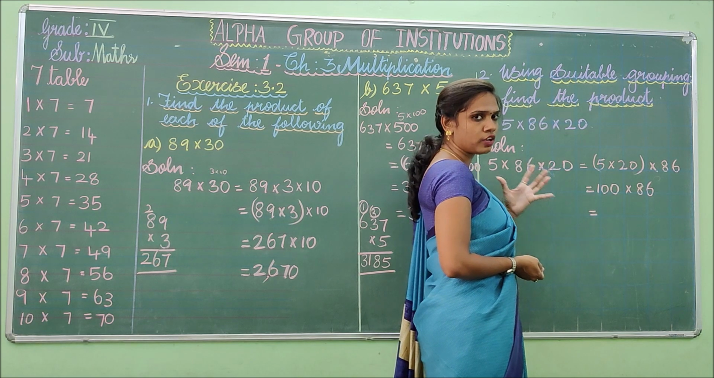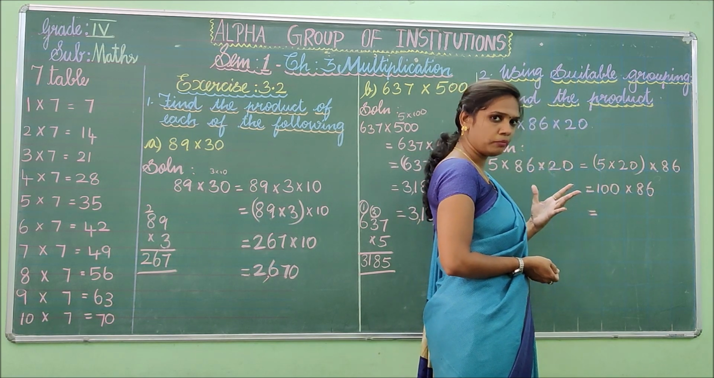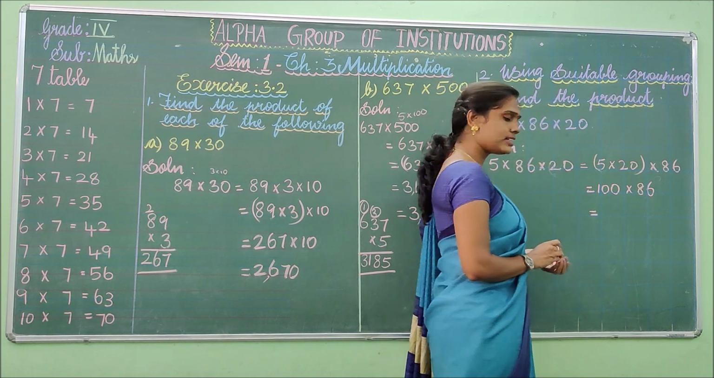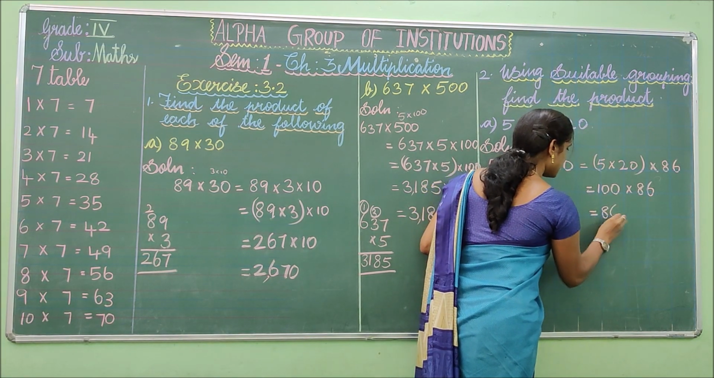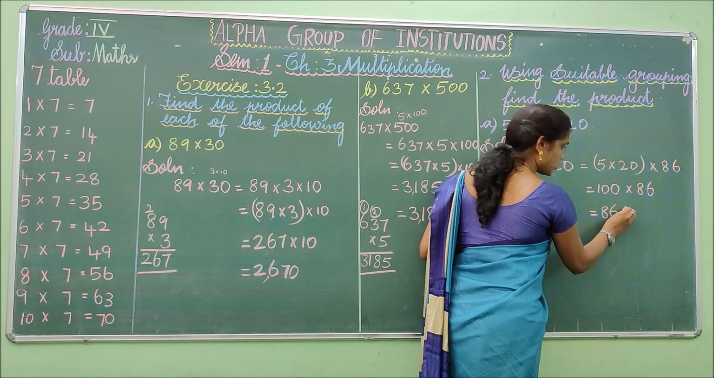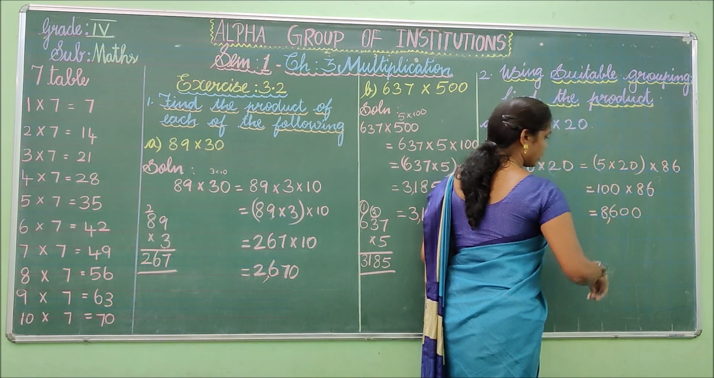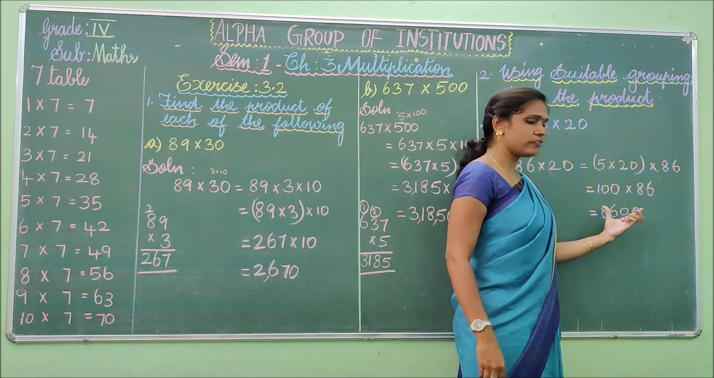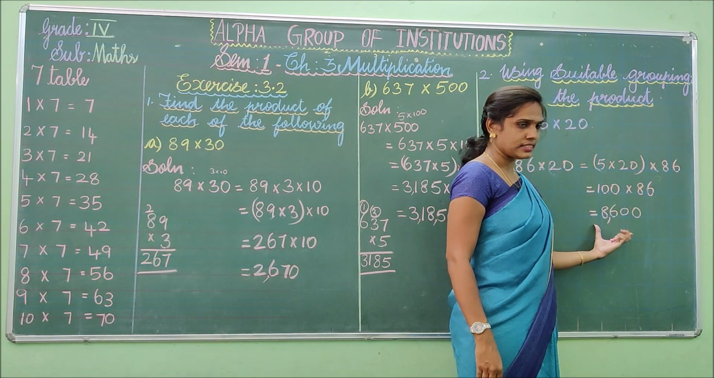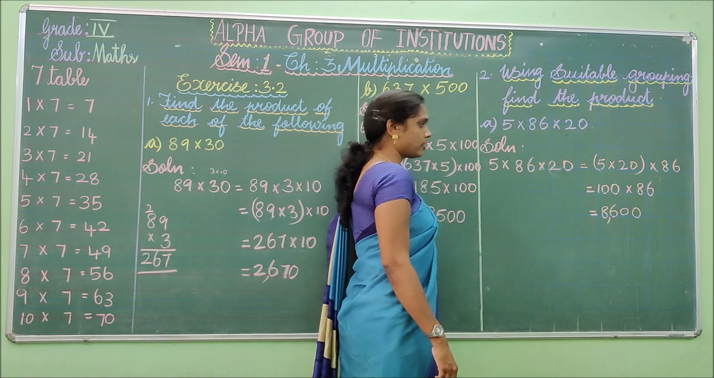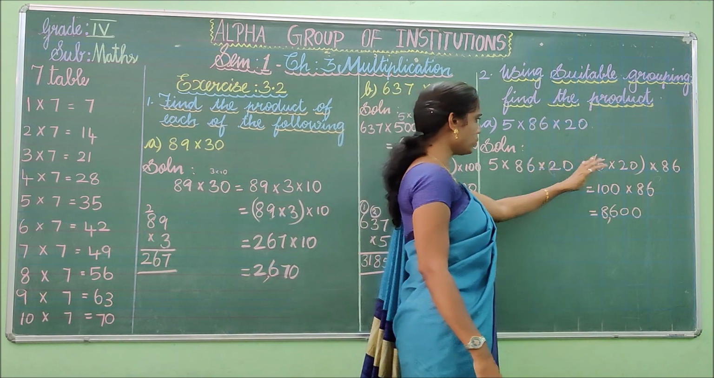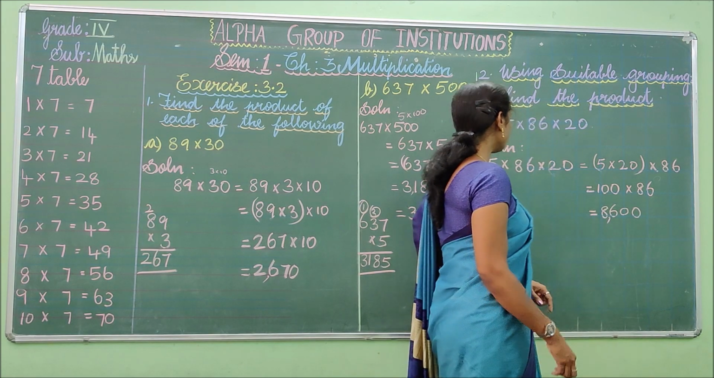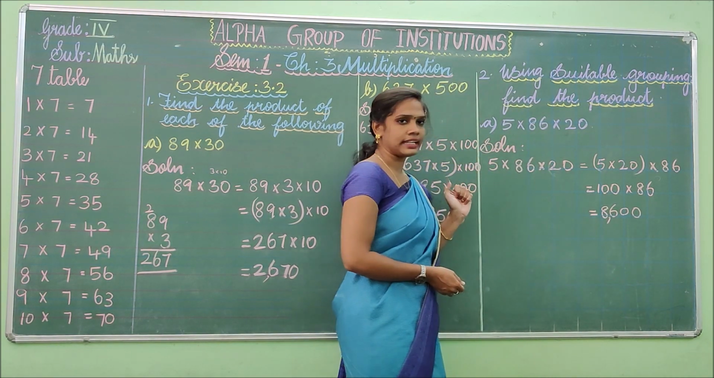Okay. 10, 100, 1000 means you can directly multiply, isn't it? So 1 into 86. 1 into 86 is 86. How many zeros here? Only 2 zeros. Add that 2 zeros here. So it becomes 8,600. So only in 2 steps we have got the answer, isn't it? So no need to put the calculation for 3 numbers. Just group the number and multiply. Okay, fine children. So like this we are going to do the second problem.